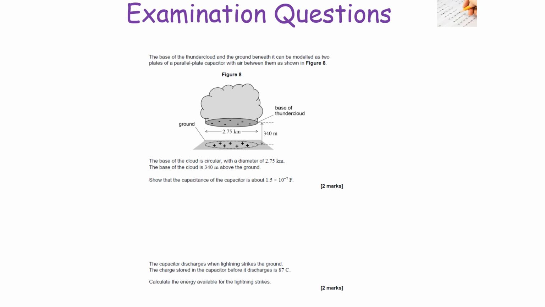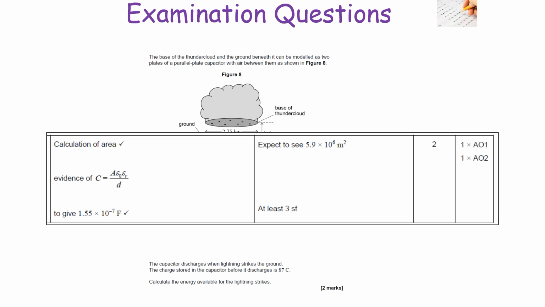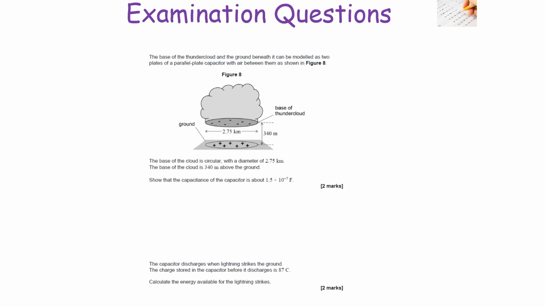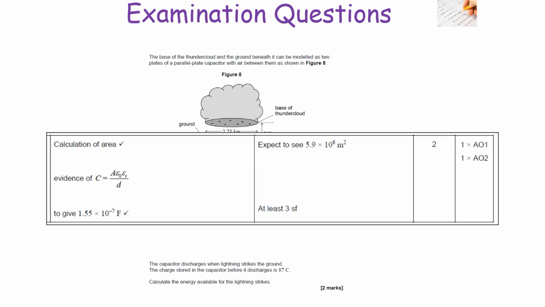Right, in this first one, we're going to have to use our equation for parallel plate capacitors, which is C is equal to A times E0 times ER over D. Now, you're given the value of D from the question, which is 340 meters, the distance between the two plates. Now, you've been given our diameter for the cloud to be 2.75 kilometers. So therefore, because it's a circle, you can work out the area by halving your diameter to get your radius, but always work in meters. So convert your kilometers into meters, and therefore you can work out your area to be pi r squared, and you get 5.9 times 10 to the 6 meters squared.